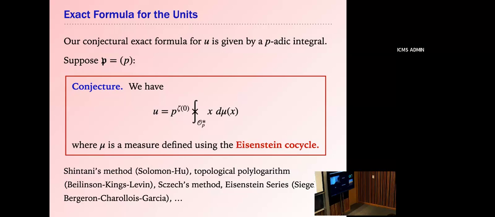There's a totally different approach, due to Bannai, Kings and Levin, to understand this cocycle. But anyways, there are ten different ways to think about this cocycle. At the end of the day, you get some cocycle that's associated to a totally real field, and you integrate it, and you get the Brumer-Stark unit.